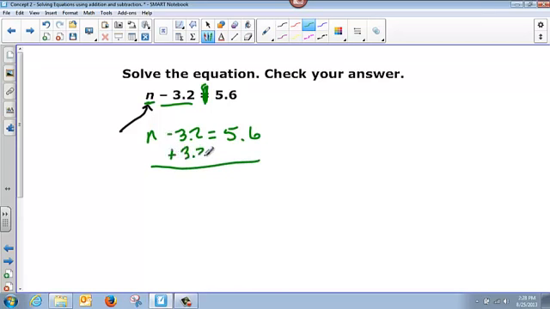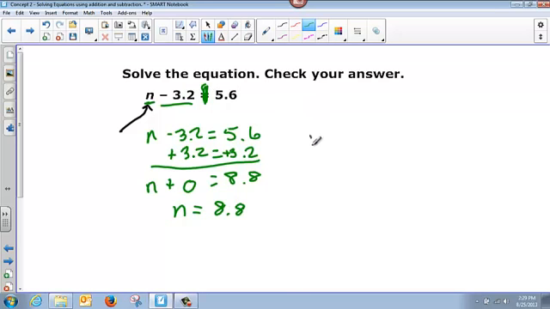Now this is going to give me 8.8 over here, and over here I have negative 3.2 plus 3.2, so what I have really is n plus 0, and anything plus 0 equals itself. So we have isolated the n, and we think that the solution here for n is 8.8. We think that 8.8 minus 3.2 equals 5.6. So we have to check this. This says to check our answer, so we have to check it.